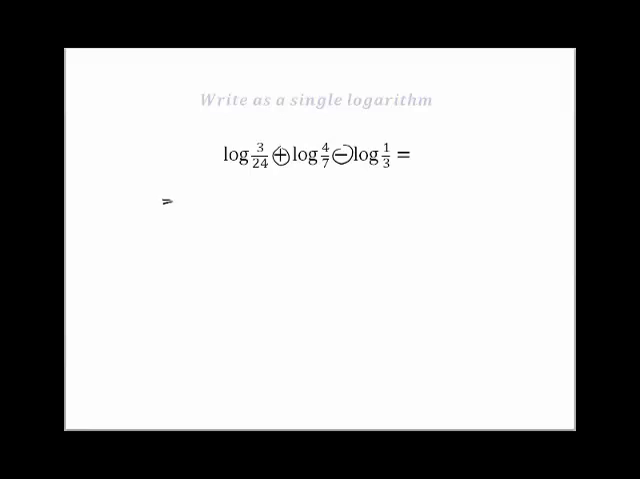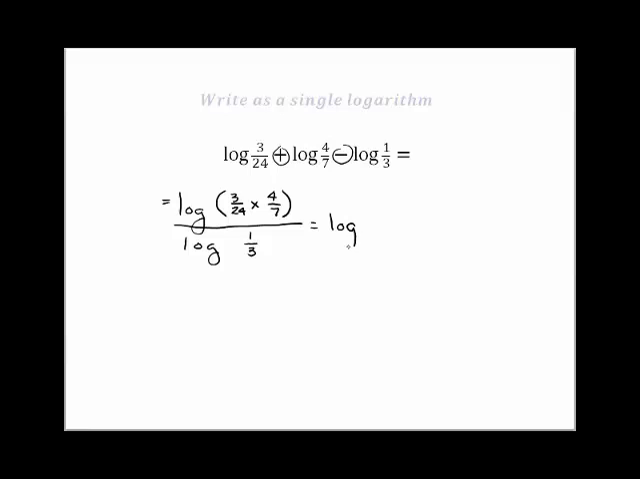Okay, so let's rewrite it. We've got log of 3/24 times 4/7 divided by the log of 1/3. All right, now we're going to rewrite that into one logarithm.